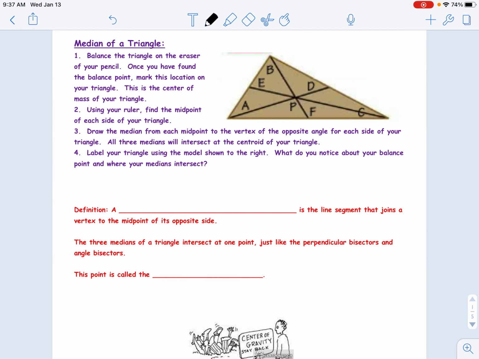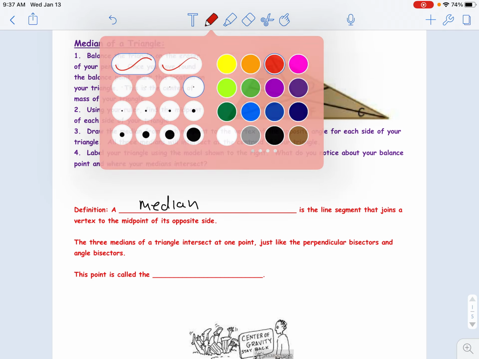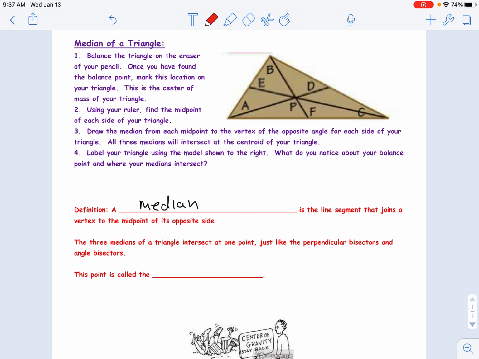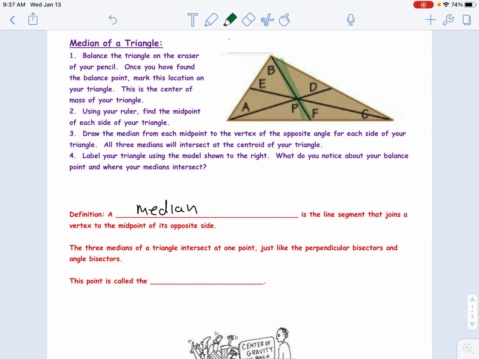So a median is a line segment that joins a vertex to the midpoint of the opposite side. So above, BF, AD, and EC are medians. So we'll kind of make an arrow up there. All right, and examples were BF was a median, because this is a midpoint, AD, because that was a midpoint, and then EC, because that was a midpoint. All right, those are the medians.